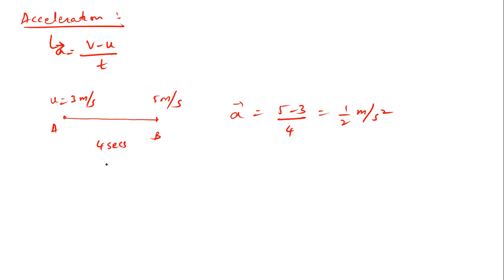But now, let us say the particle is not going like this. The particle moves from here to here. So point A, point B, this took 4 seconds. This is at u equal to 3. And let me continue with the same speed. Let us say, for example, here v is also equal to 3 meters per second.